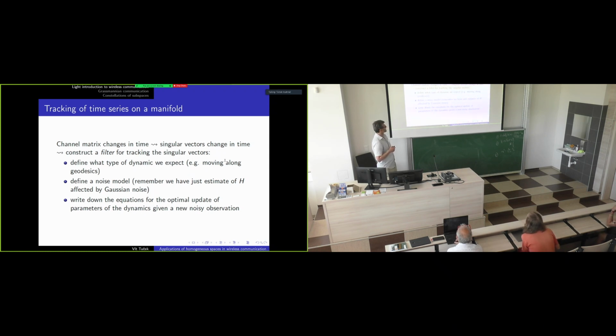Again, the question is, we are on these nice homogeneous spaces, so what type of dynamics can we expect, or what type of dynamics can we efficiently work with? Right now we are just moving along geodesics. Then the question is, what is a good noise model for the observations? And then, what is the optimal update of the parameters, basically how to choose optimally the direction of the geodesic and how far we should go along it.